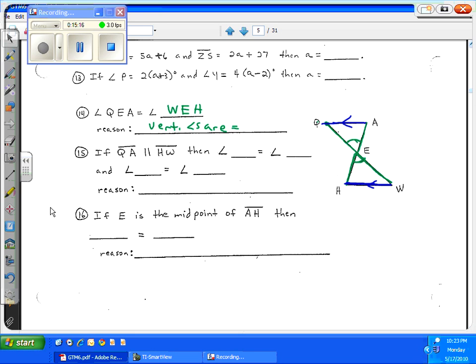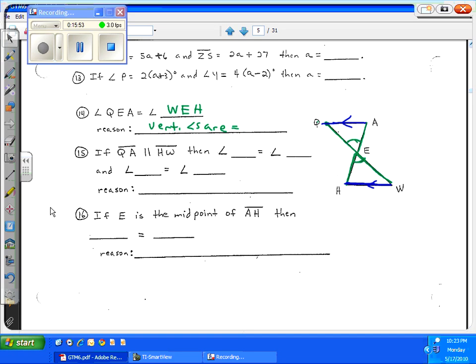The formal definitions, again: alternate interior angles are two non-adjacent interior angles on opposite sides of the transversal. We recognize they make a letter Z. Corresponding angles are two angles in corresponding positions relative to the two lines. We recognize they make the letter F. Same side interior angles are two interior angles on the same side of the transversal. We recognize they make the letter C. So that's the types of things you're looking for when you see parallel lines.